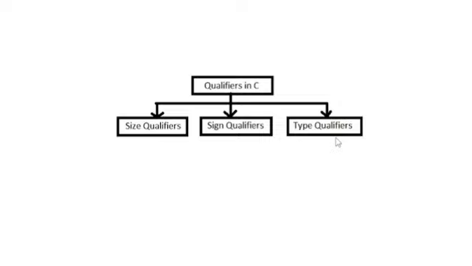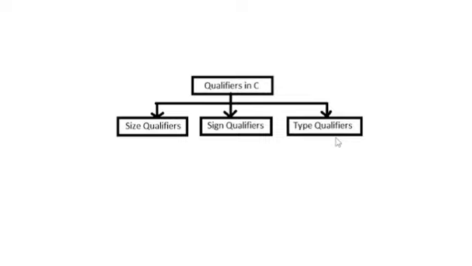Now the very first thing is size qualifier. So the size qualifiers are prefixed to the basic data types to increase or decrease the space allocated to the variable. One important thing to keep in mind is the size allocated is totally dependent on the compiler. So if the compiler is 32-bit, then the size is different, and if the compiler is 64-bit, then the size will be different.